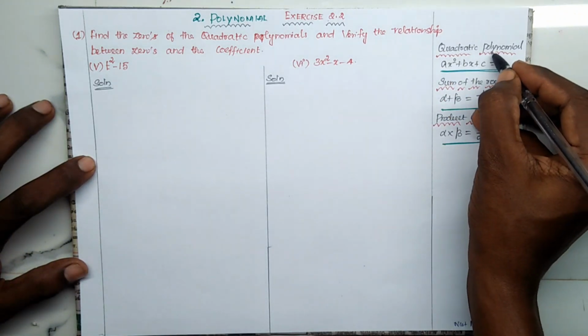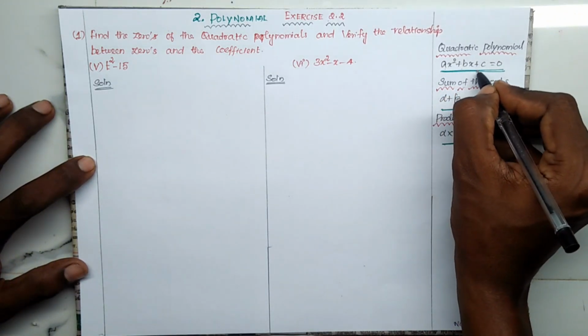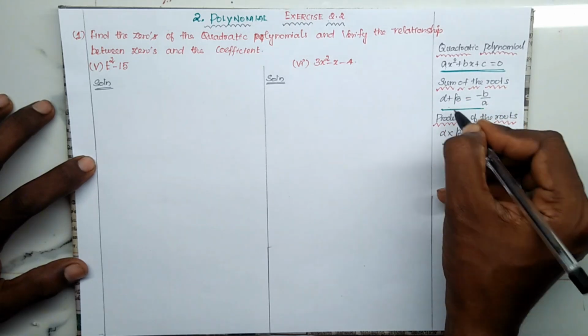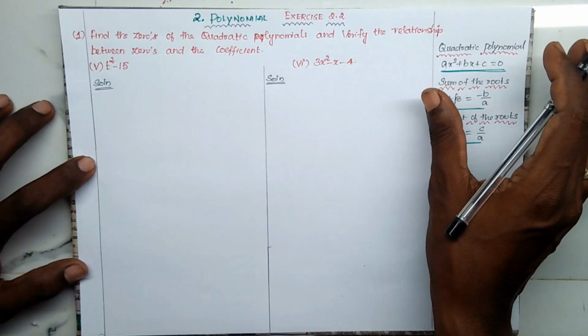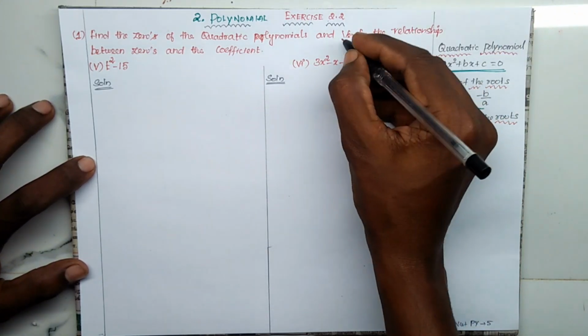A quadratic polynomial is in the form of ax square plus bx plus c, and we need to find the sum of the roots and the product of the roots. If the LHS and RHS become equal, then the relation is satisfied, that is, verified.